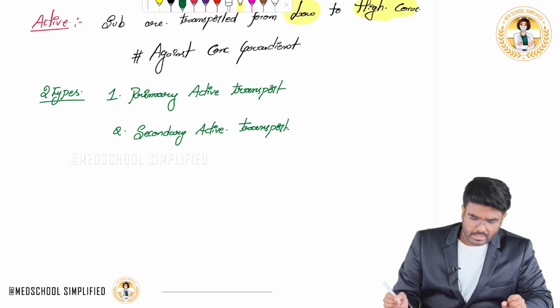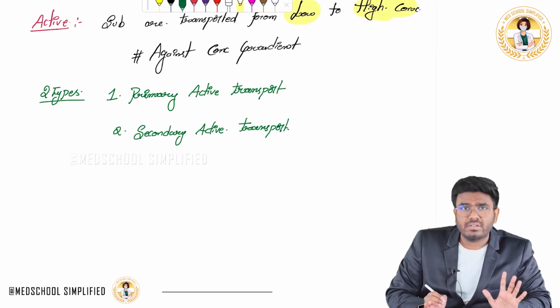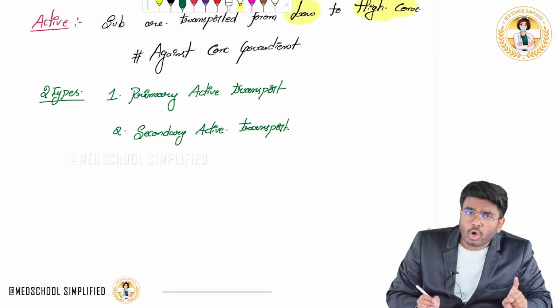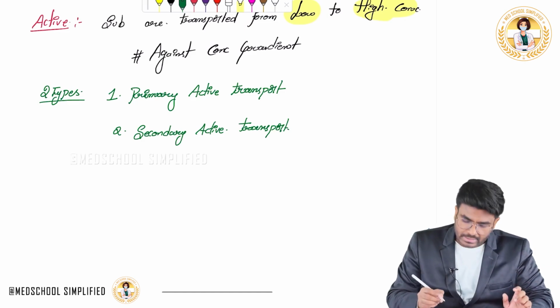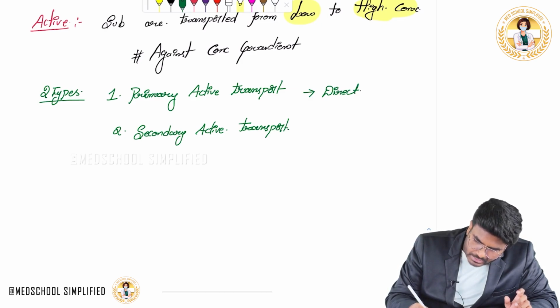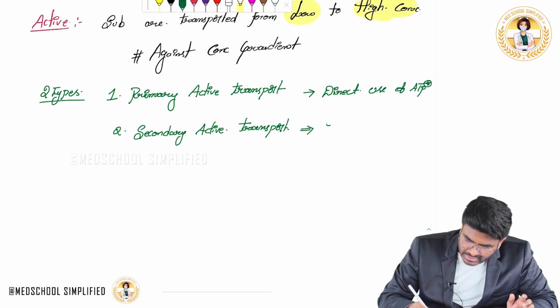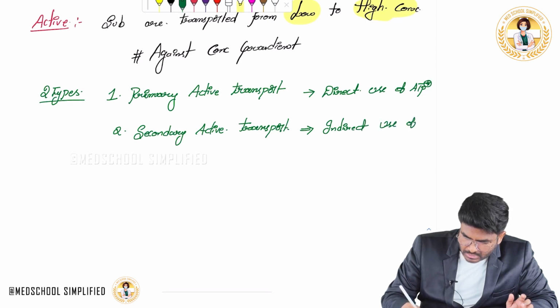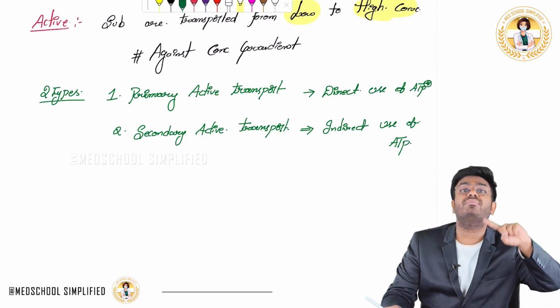So what is the difference between primary active transport and secondary active transport? Remember, in both primary as well as secondary, energy is involved. Substances are moving from low concentration to high concentration, that is against the concentration gradient. But what's the difference? In primary active transport, there is direct use of energy or direct use of ATP. ATP is directly used at the site of transport. In secondary active transport, energy is used indirectly. ATP is utilized, but not at the site of transport, but somewhere else.